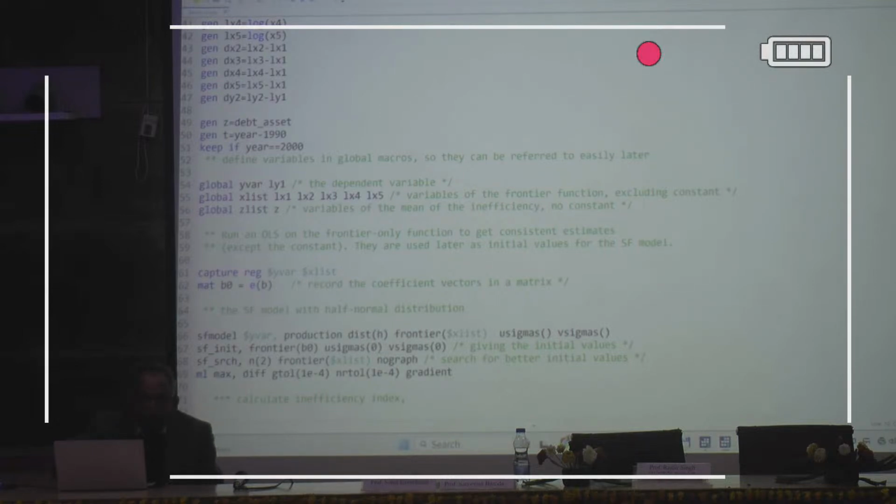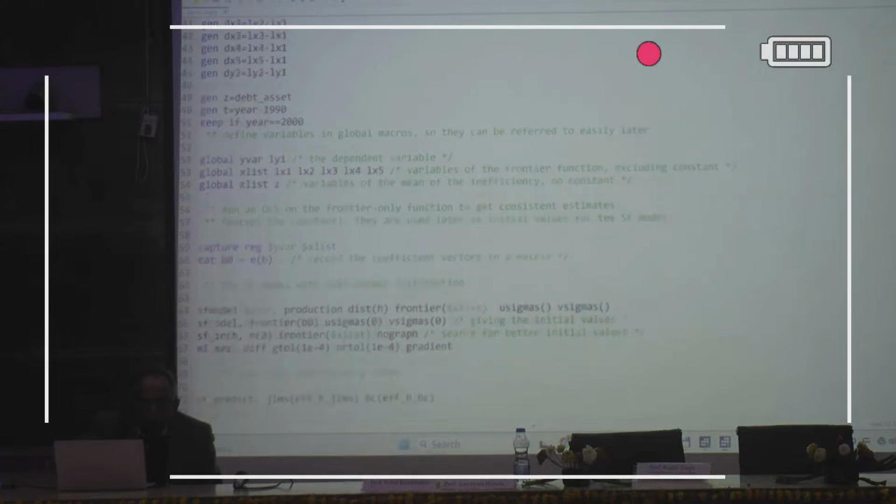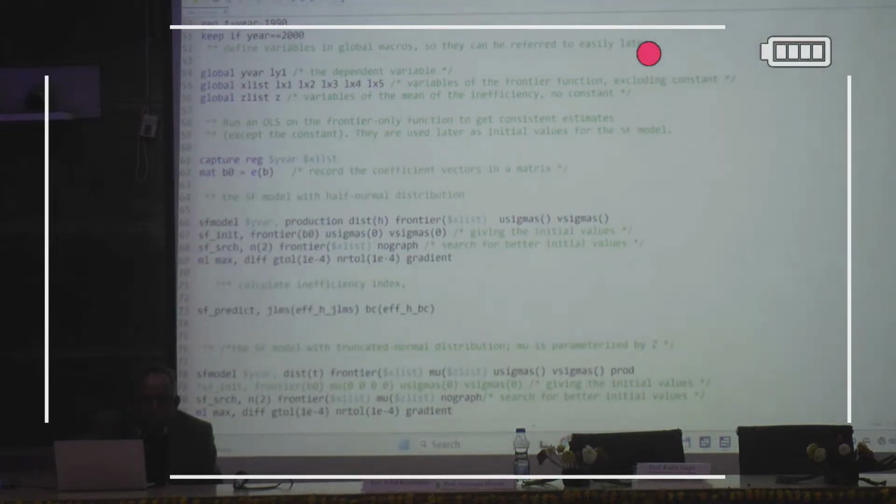Now, this is in a particular formulation. So again, this is the sfmodel, the type of thing that is used in the book. So if you want to use this one, this is not sfcross. Okay, so I'd like to point that out.